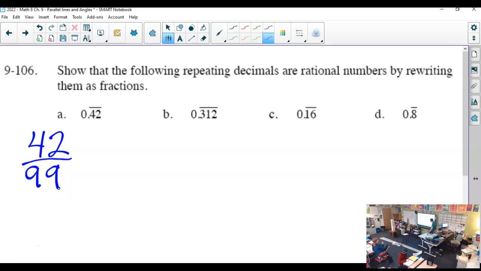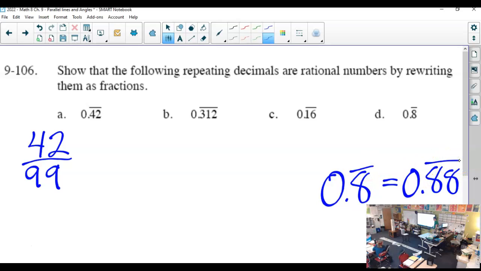I like how we learned a really cool trick to use. Is 88 over 99 the same as 8 ninths? Well, is 0.8 repeating the same as 0.88 repeating? Yeah, it is. 0.8 repeating is the same as 0.88 repeating. It repeats eights forever.